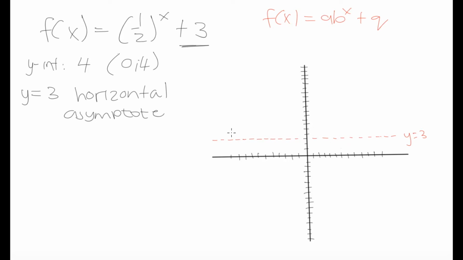So already, just by looking at this information that we have here, we're going to have a pretty close idea of what this graph is going to look like. We know that our y-intercept is going to be when x is 0 and y is 4. That's going to be right here. This is where we're going to cross our y-axis.